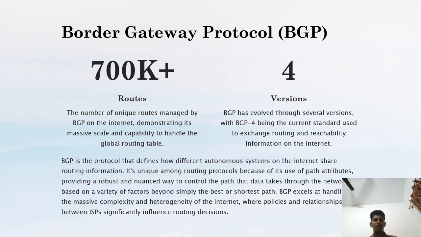BGP is the protocol that defines how different autonomous systems on the Internet share routing information. It's unique among routing protocols because of its use of path attributes, providing a robust and enhanced way to control the path that data takes through the network, based on a variety of factors beyond simply the best or shortest path.